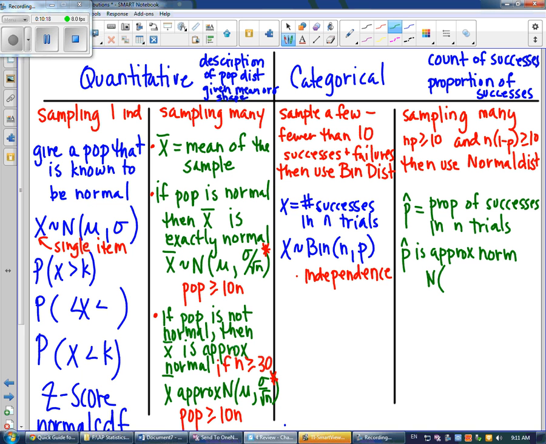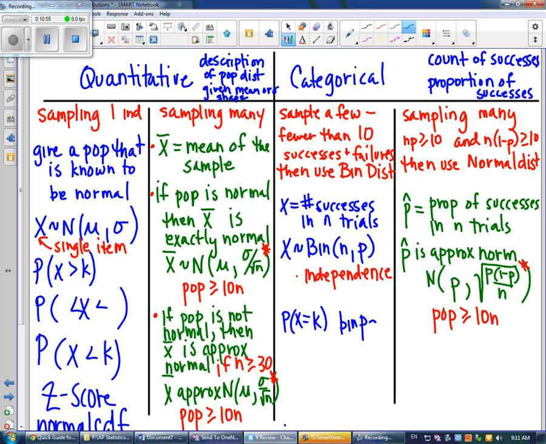I would use the distribution where my mean is p and my standard deviation is the square root of p times 1 minus p over n. But again, if I use the standard deviation formula, this is true for both means and proportions, I have to show that the population is at least 10 times n. If I'm dealing with a small sample, I can use the binomial PDF. If I'm dealing with the probability that x equals k, that would be the binomial PDF.